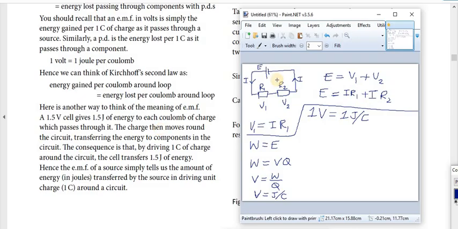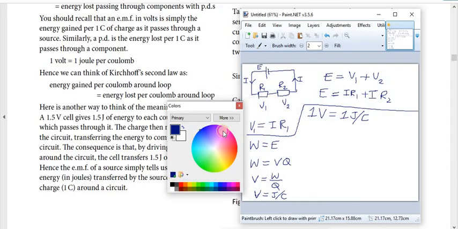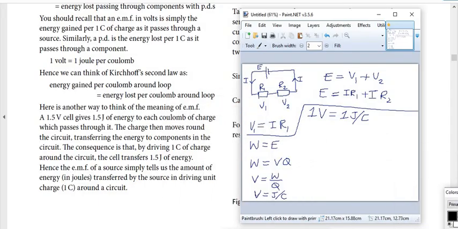Okay, I can draw a diagram to help you understand this. Let's use another color. Let's say we have a simple circuit. We have a cell, and then we have a resistor, and let's say the EMF of this cell is 1.5 volts. So I will write here 1.5 volts. Also, 1.5 volts is 1.5 joules per coulomb.